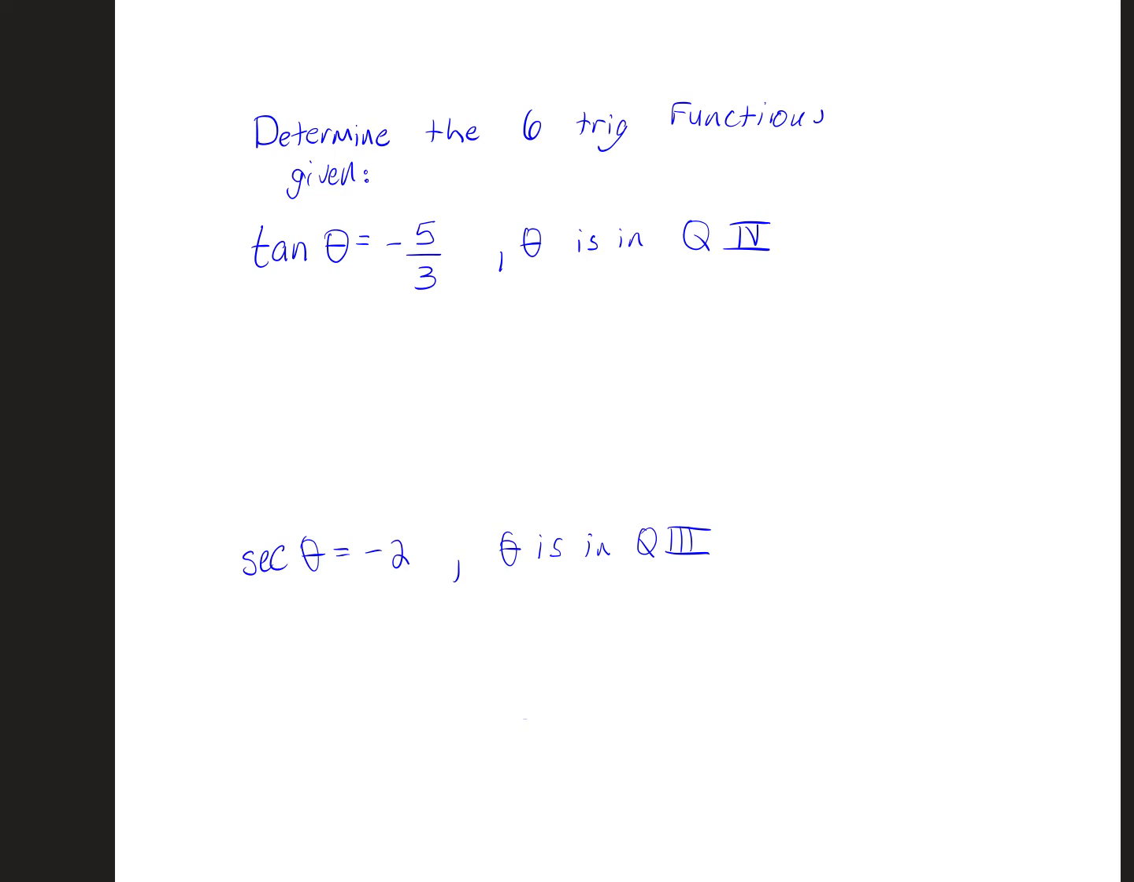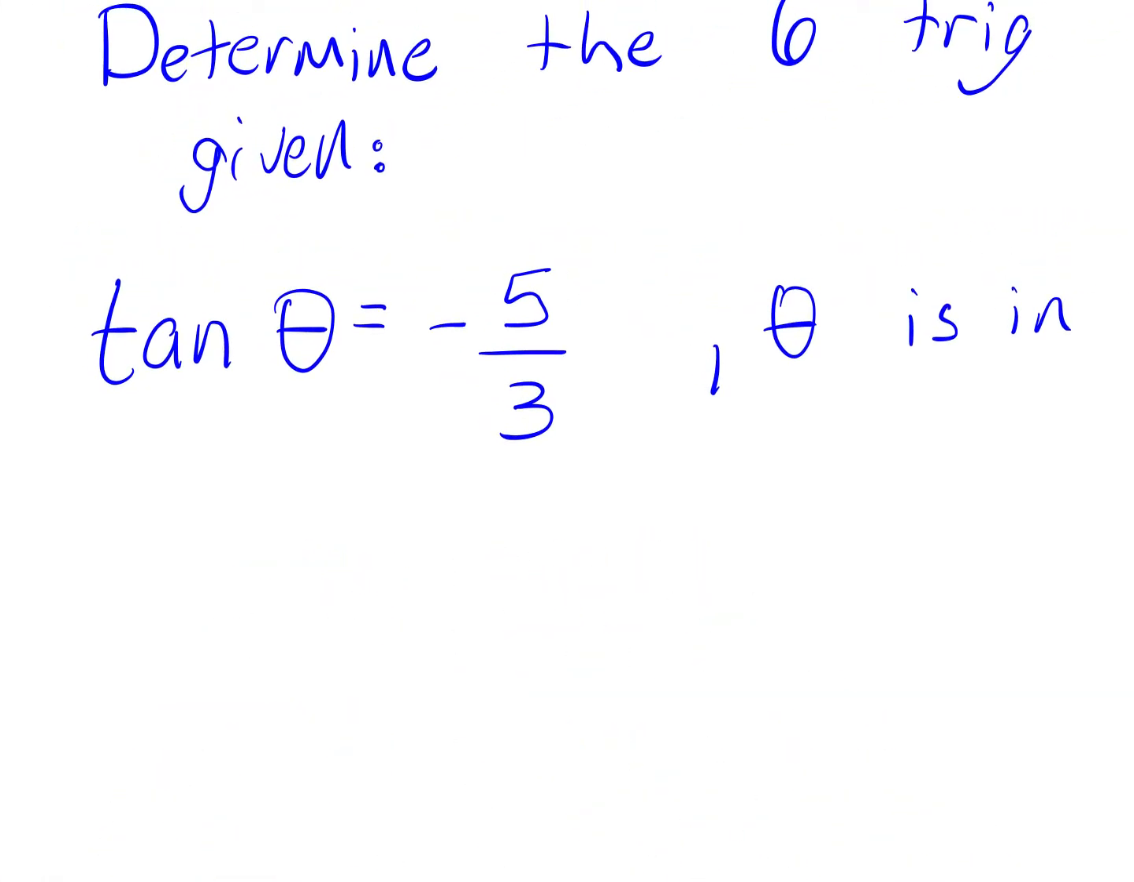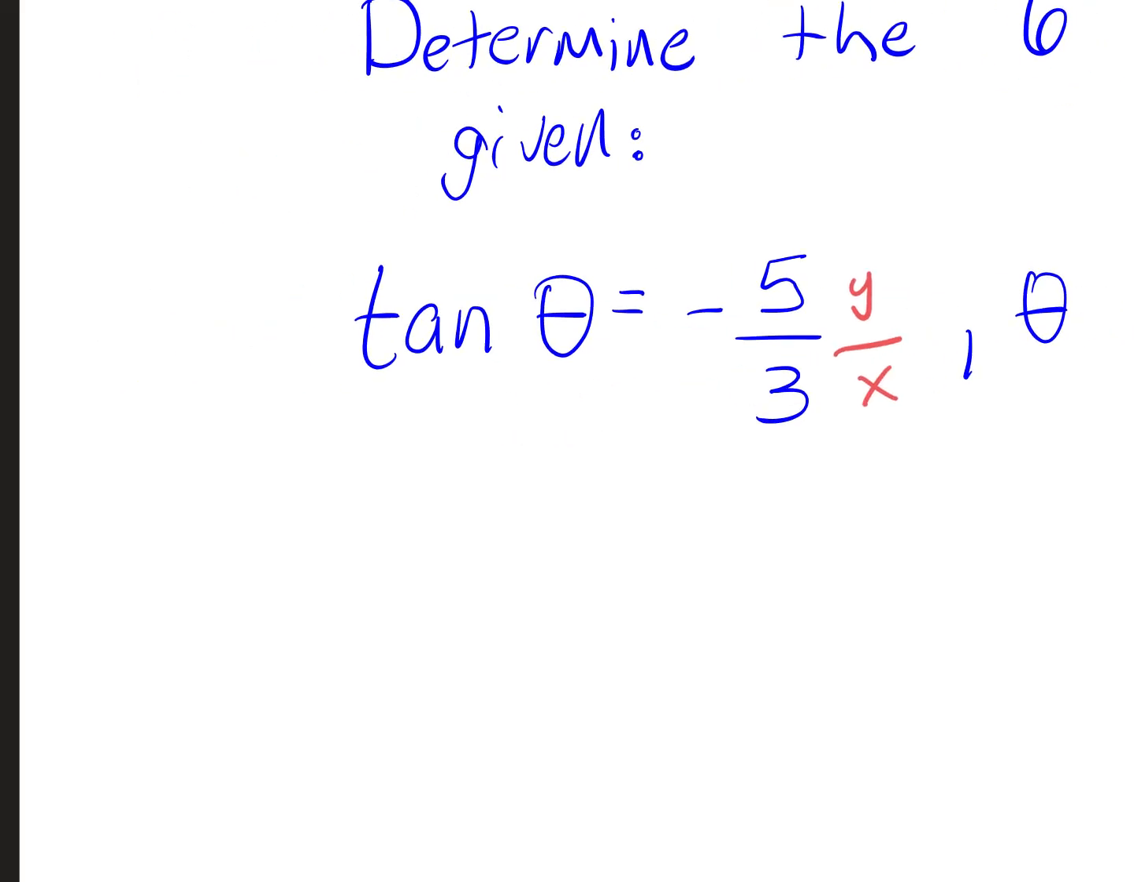Do you guys have a picture? No. So there's a lot of thinking that's involved here. First of all, when I say tangent, what is the ratio of tangent? Y over x. What are they telling me when they tell me the tangent is negative 5 over 3? What's tangent? What over what? Y over x. Perfect. So the first thing you're going to need to do is identify your x, your y, and your r.